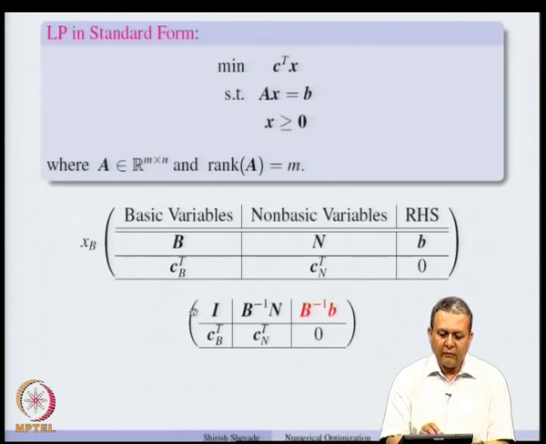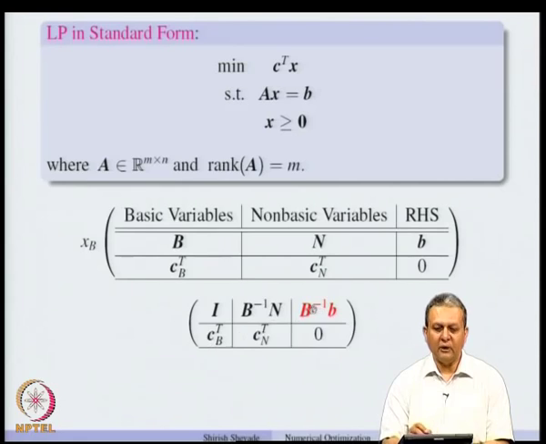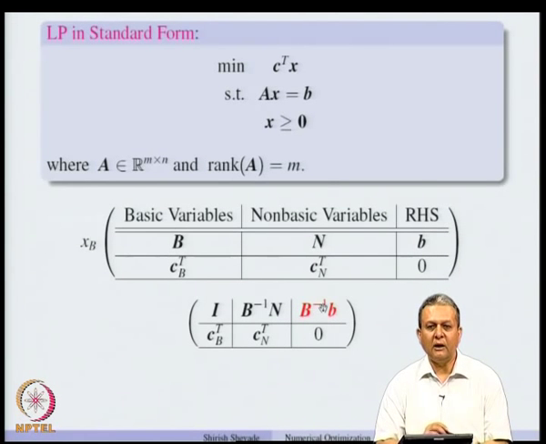So if the first m rows denote the basic variables, the first m columns also denote the basic variables. So, xb is B inverse b. The current basic feasible solution is easy to obtain from this: xb is equal to B inverse b and xn is equal to 0. Now, we also want the non-basic variables' cost factors. So, that is Cn transpose minus Cb transpose B inverse n.